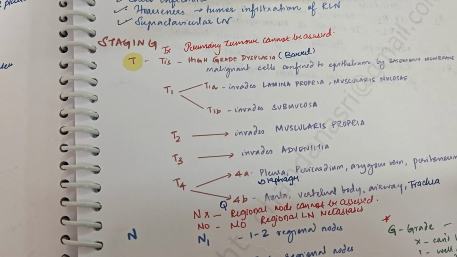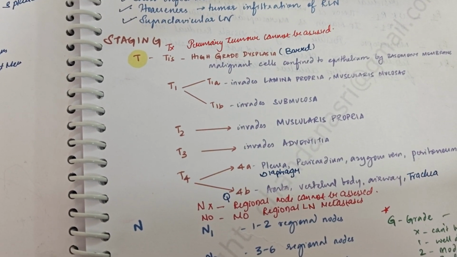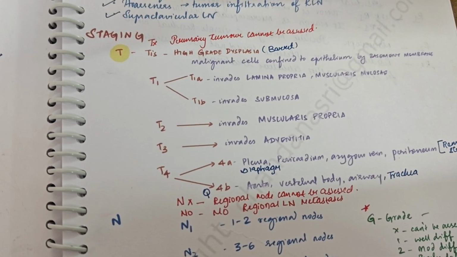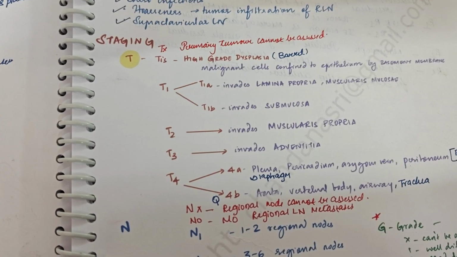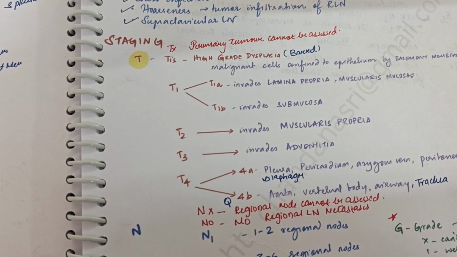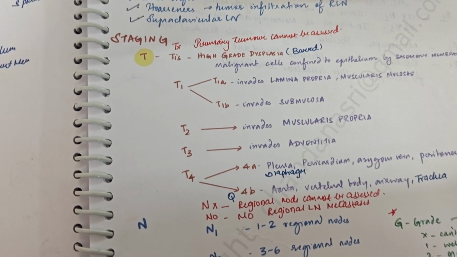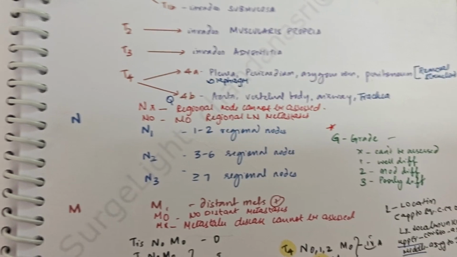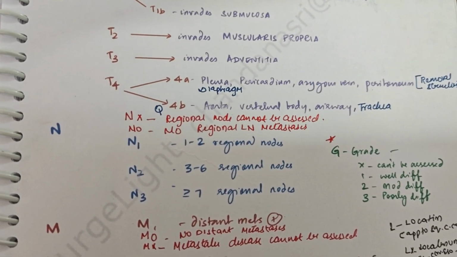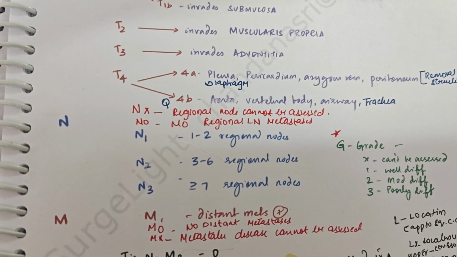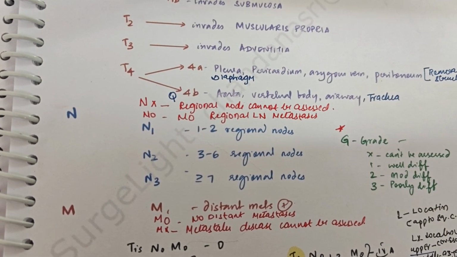Then you have Tis, high grade dysplasia, where the malignant cells are confined to the epithelium layer. What is TX? Primary tumor cannot be assessed. Remember that. Next we have N. What is NX? Regional nodes cannot be assessed. N0 is no regional lymph node metastasis.